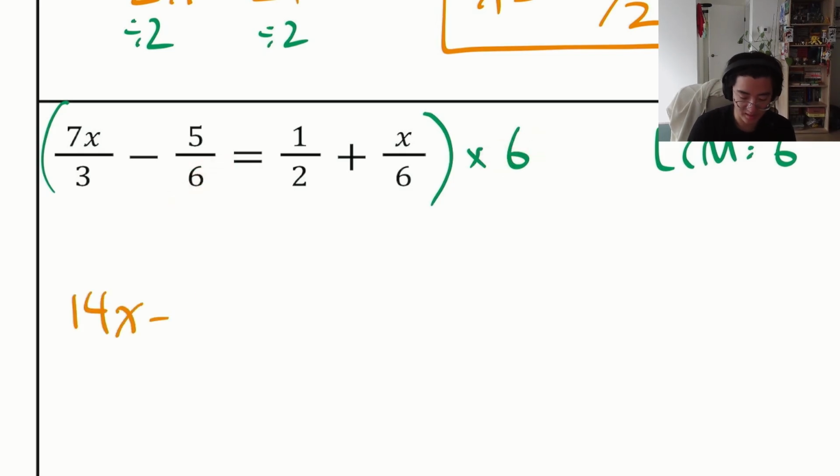6 and 6, minus 5. 1 over 2 reduced to 1 and 3. So 3 times 1 is 3. The 6s cancel out. Plus 1.